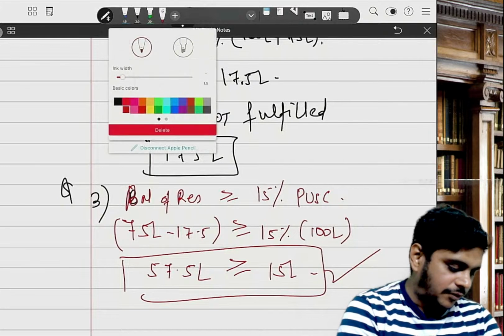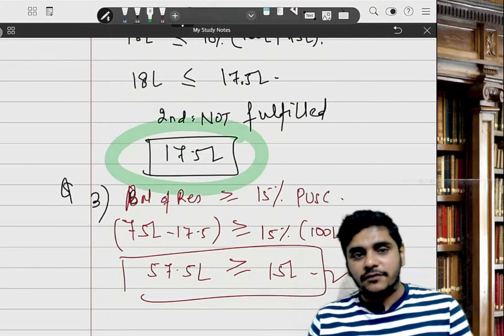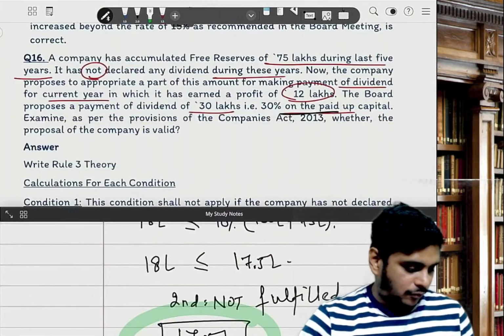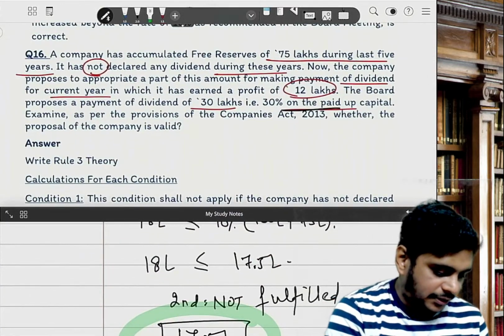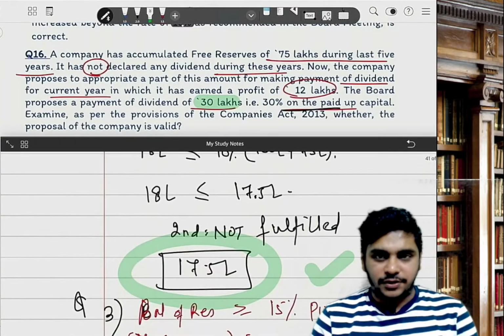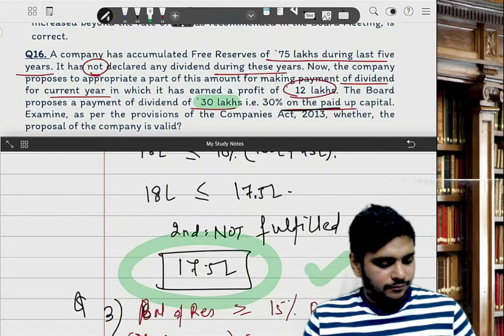That means how much can I withdraw? Sir, I can withdraw 17.5 lakhs. So they want to give 30 lakhs, can they give it? No sir, they can't give 30 lakh rupees. They can give 17.5 lakh from the free reserves and 12 lakh from the current year.